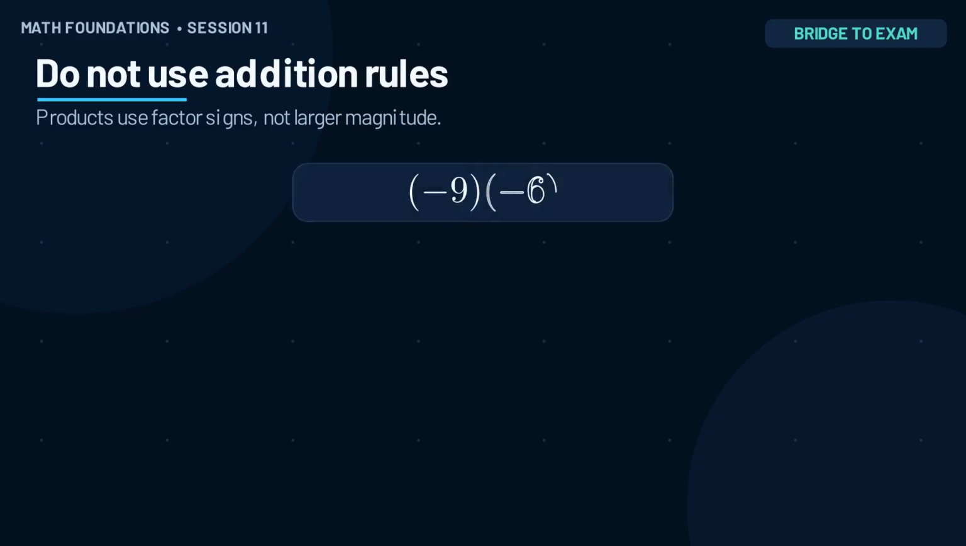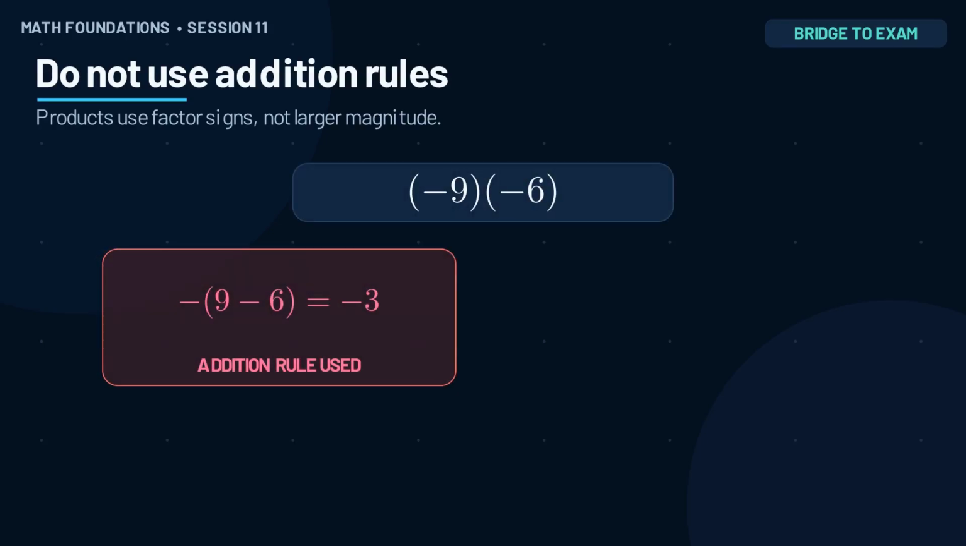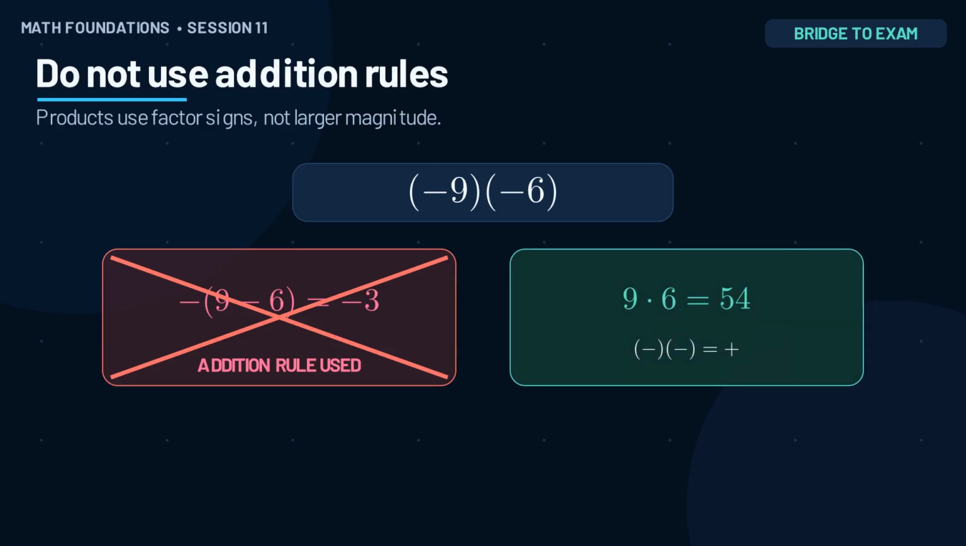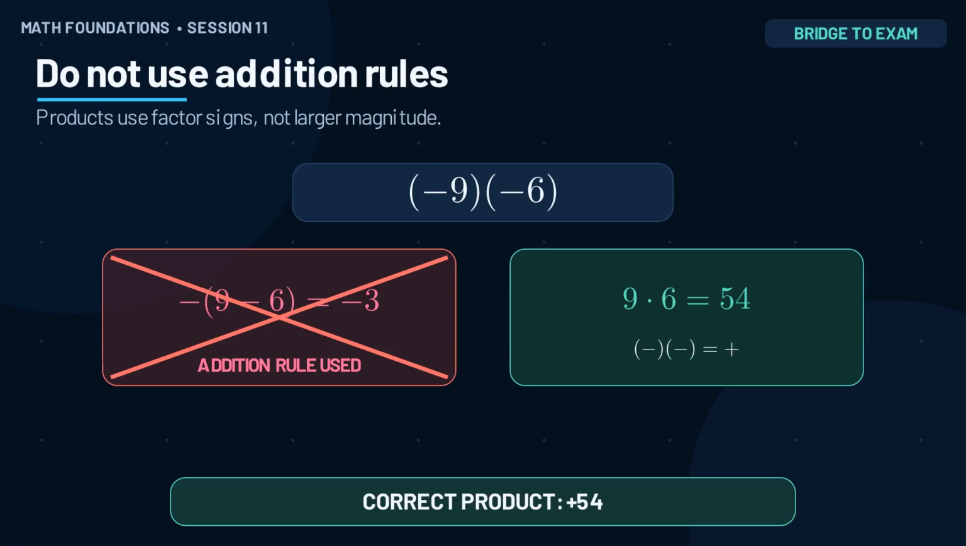A common error is using an addition rule and subtracting magnitudes. For -9 times -6, comparing 9 and 6 is irrelevant. Use the correct method: same signs give positive, then 9 times 6 equals 54. Therefore, the correct product is +54.